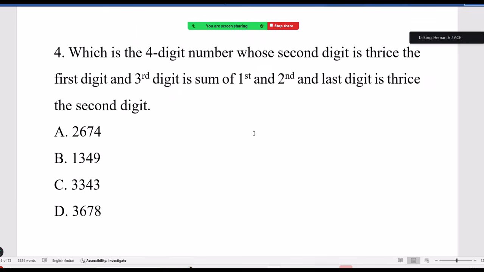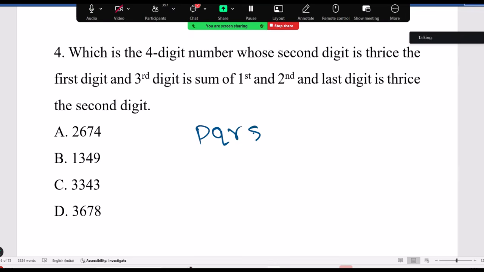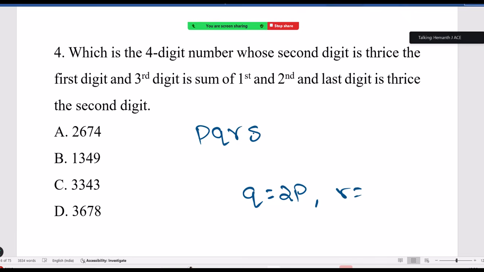Now you have to find a 4-digit number. It's not permutation combination. They're asking that 4-digit number with certain conditions. Second digit is thrice the first digit. Let us say PQRS. Q is nothing but equal to 3P. And third digit is sum of the first two.